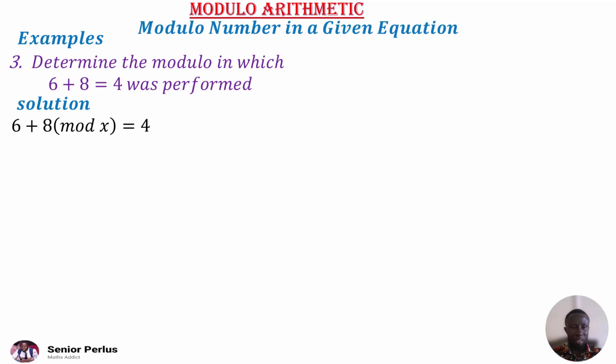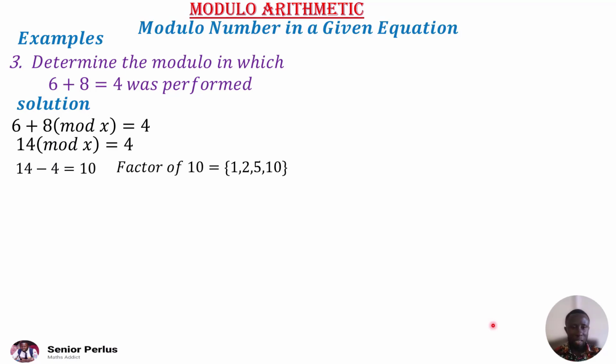So 6 plus 8 mod S. We don't know, we are looking for the mod S. So we write it like this. 6 plus 8 is 14, so 14 mod S is 4. From here we can apply our steps in solving a modular equation. You find the difference, 10, and the factors of 10, then you substitute each of them.